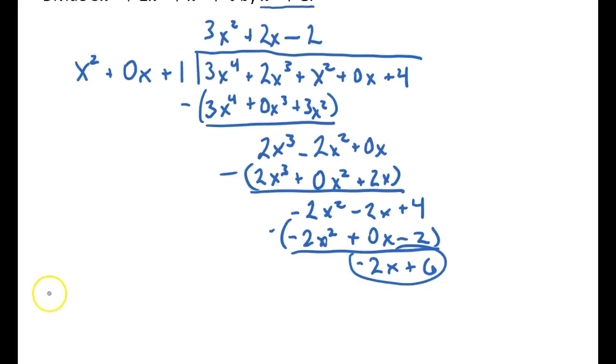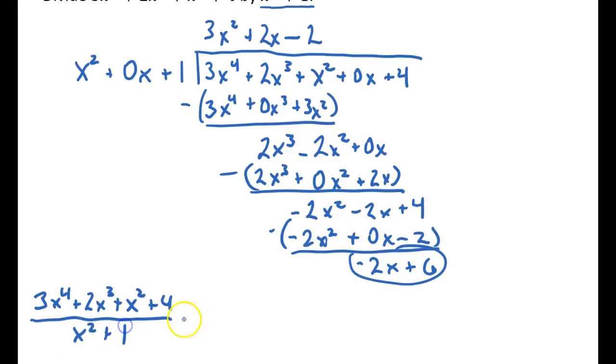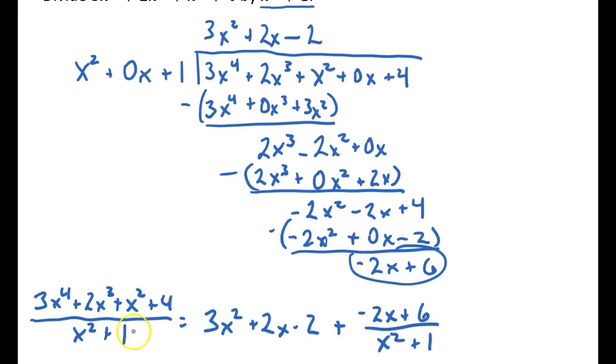So I can say this. I can say that 3x to the fourth plus 2x cubed plus x squared plus 4 over x squared plus 1 is equal to our quotient, 3x squared plus 2x minus 2, plus our remainder. Here we go. This is a remainder over our divisor. Okay, so the original polynomial is equal to our quotient plus the remainder over the divisor.